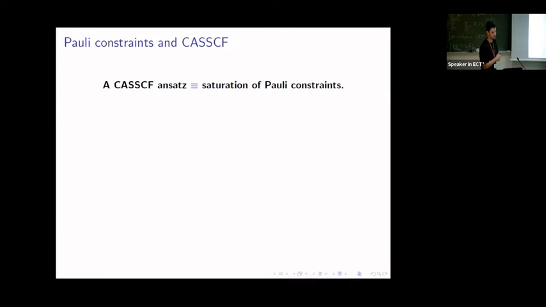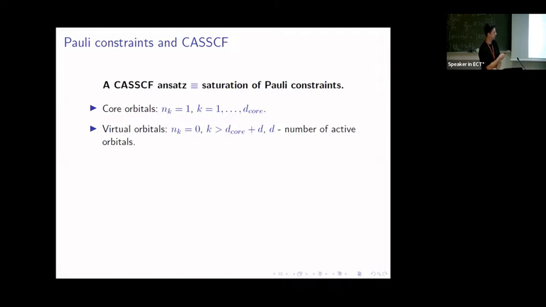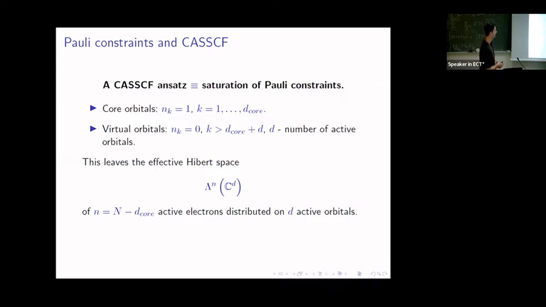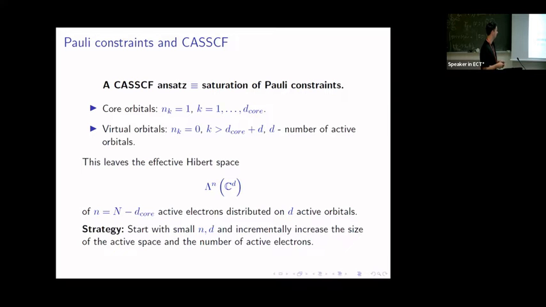And the CASSCF ansatz that I have just introduced is the same as saturating a number of those Pauli constraints, right? Because we had a number of core orbitals which were fully occupied, and a number of virtual orbitals which are completely unoccupied, and a number of active orbitals which had some fractional occupation numbers. And this left us with some effective Hilbert space of some smaller dimension. And then the general strategy would be to start with some small n and d, and then increase the size of the active space to get more and more accuracy.